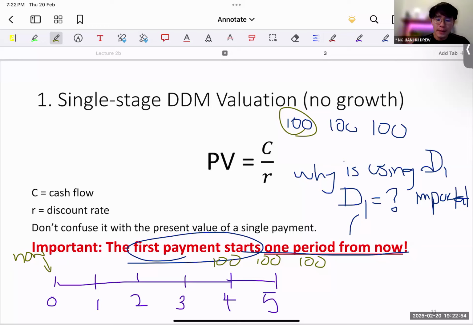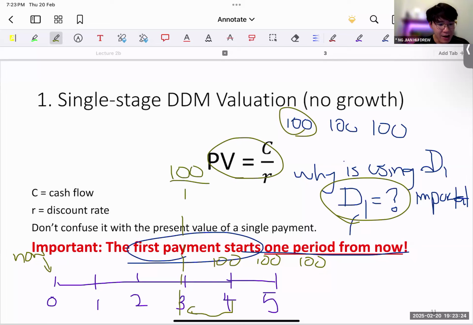So why is this D1 important? Because let's say I want to value this firm that has no growth but only pays dividend in year four. How do you do this? Whenever you want to use this present value perpetuity formula, what you're doing first is using this formula in year three. So 100 divided by R, and this is in year three.